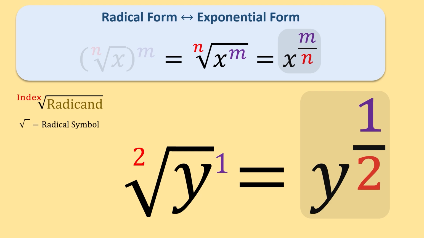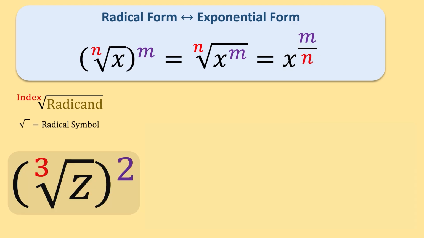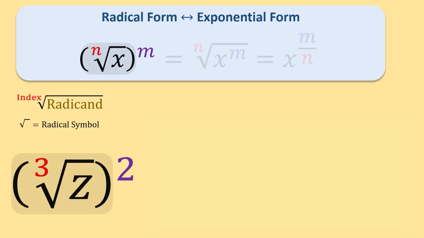Let's move on to another problem. Consider the cubed root of z all raised to the second power. My index here is 3. In this problem, I have my radical all raised to a power. Does that change how I approach rewriting this expression?